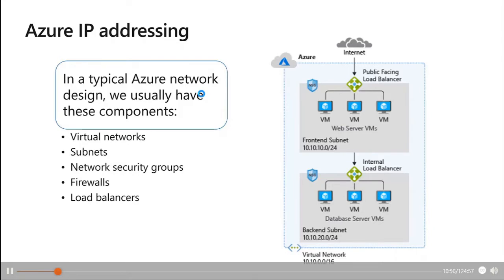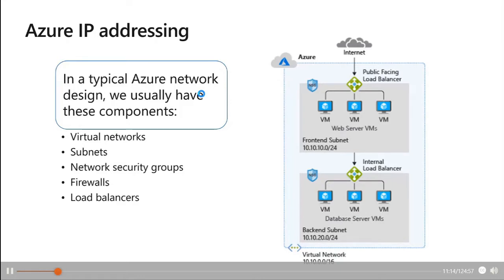And I have some load balancers there. You see, I have the first one on the top that goes straight from the internet. It's a public-facing load balancer, so it will have an IP address that is a public IP address. And then it will distribute traffic between all those three virtual machines that compose our web server farm.